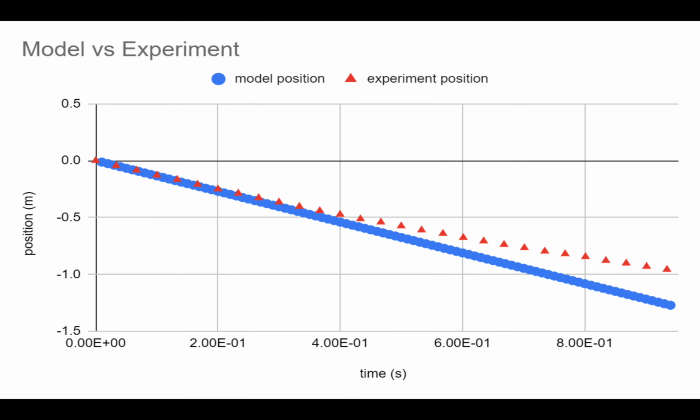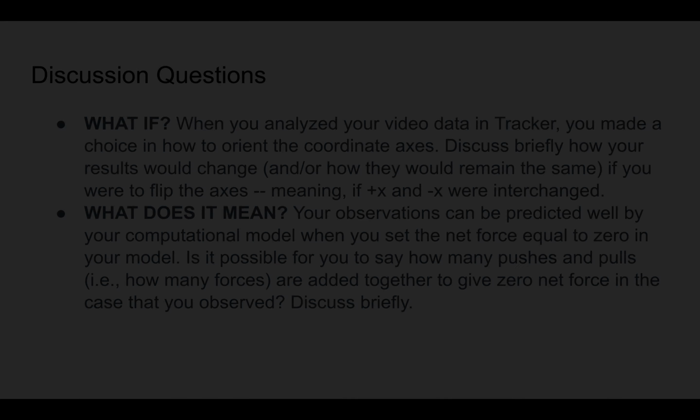I combined data from Tracker and Python and used Google Sheets to combine the data on one graph, where it compared model position from Python and experimental position from Tracker. The full thicker blue line is the model position from Python, and the red triangles is the experimental position from Tracker. Both models start traveling at the same rate, and around 4 times 10 to the negative 1 seconds, there's a change in the experimental position where the ball began to drift. Other than the drift, Tracker's data still represents the softball moving at constant velocity.